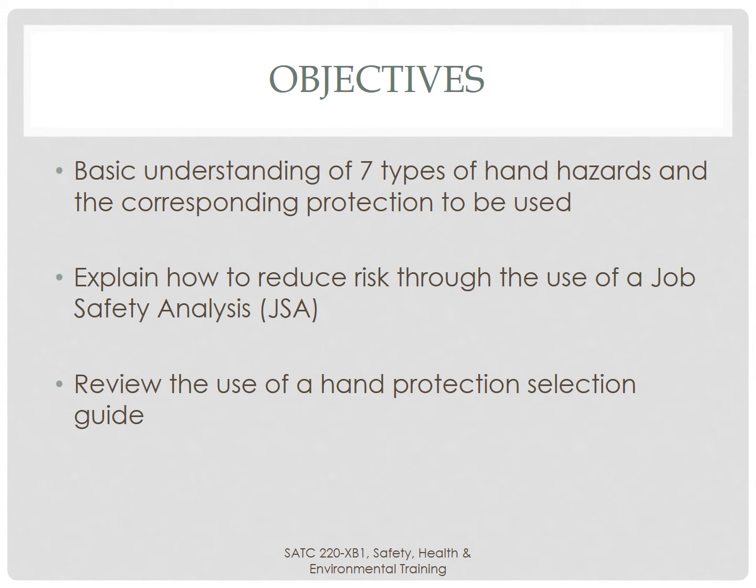What are our objectives? We have three. Want to stress three basic understandings: the 7 types of hazards and the corresponding protection to be used. Explain how to reduce risk through the use of a job safety analysis. We call this a JSA. And then we'll review the use of a hand protection selection guide.